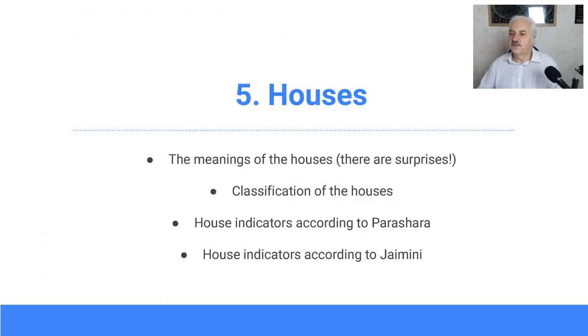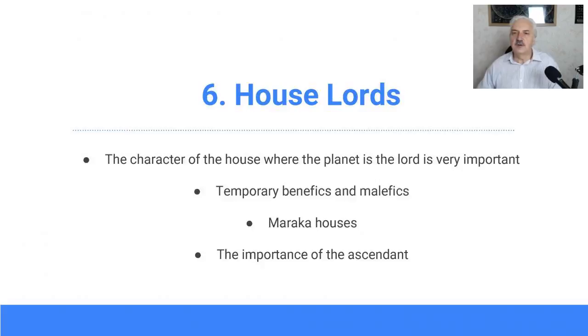Here in this course, we'll only touch a little bit on Jaimini astrology. And what we'll learn here is mostly Atmakaraka, which I mentioned, the ruler of the soul. It comes from Jaimini astrology, and it's really important and very interesting. So that's lesson 5. Lesson 6, house lords.